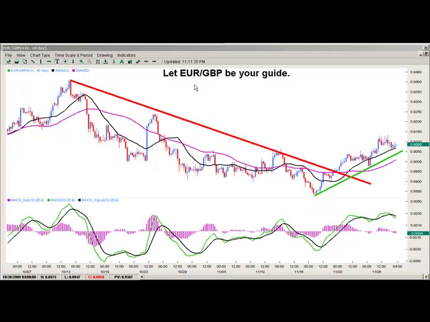Hi folks, this is Sean Hyman from Chart of the Day, and I just wanted to talk to you about let Euro Pound be your guide, and what I mean by that.